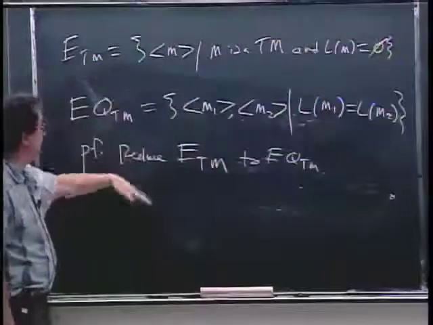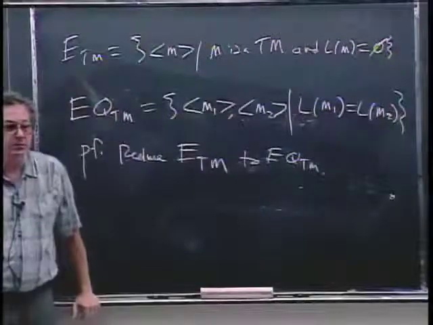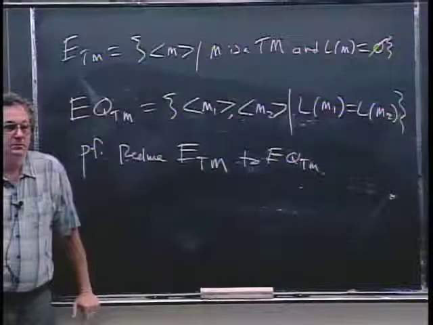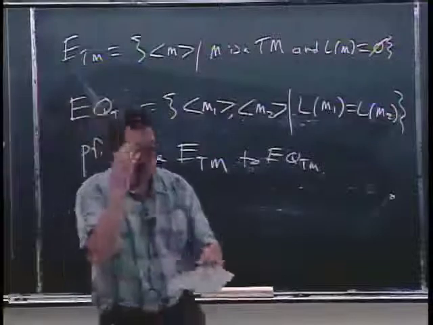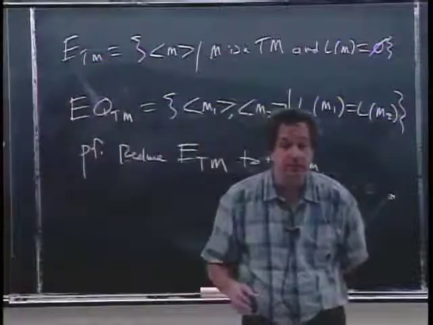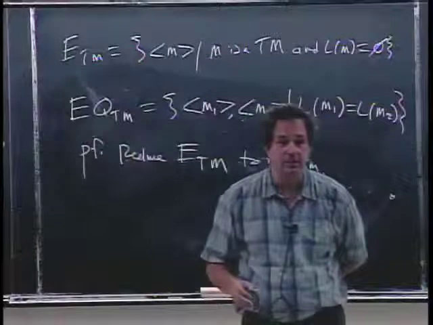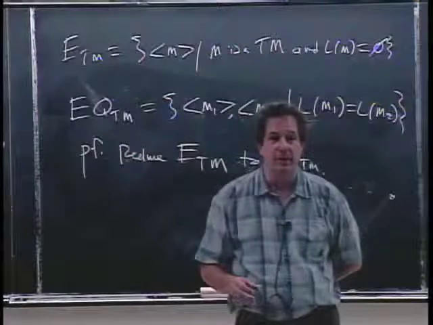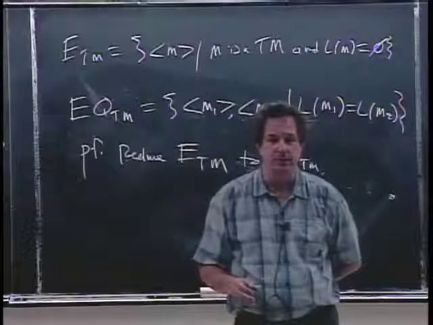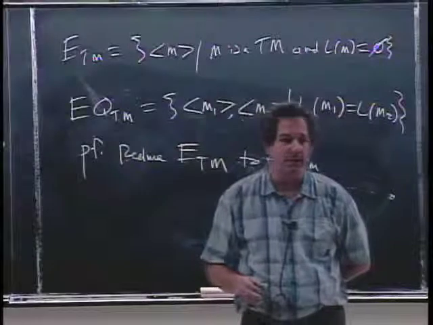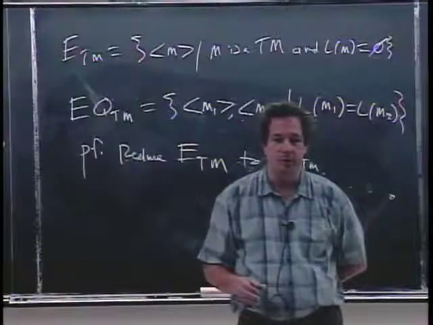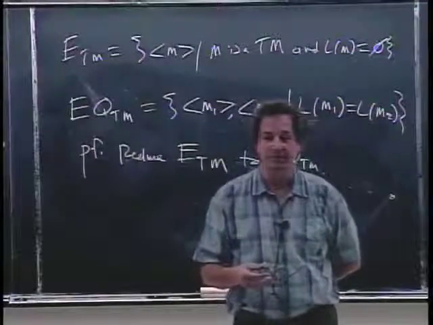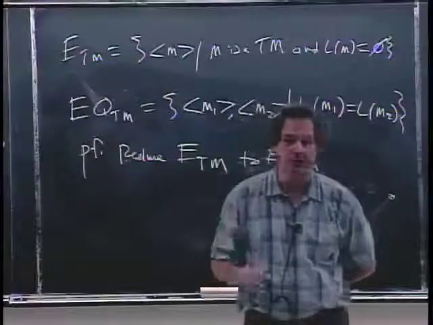Does anybody see how the reduction should go? Anybody suggest a... Do what? Build a machine that simulates M1 and M2 and feed that into ETM. I'm not sure. Well, ETM just takes in a single machine. I'll give you a hint. This is probably the easiest reduction we'll see. So when you see it just right, it is particularly simple.